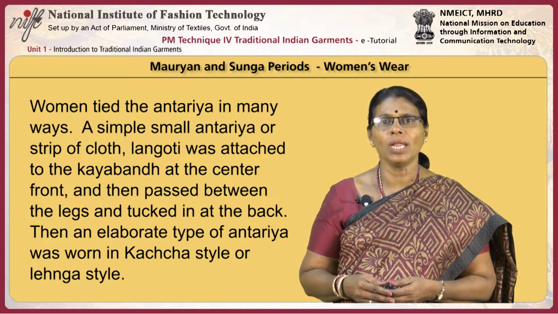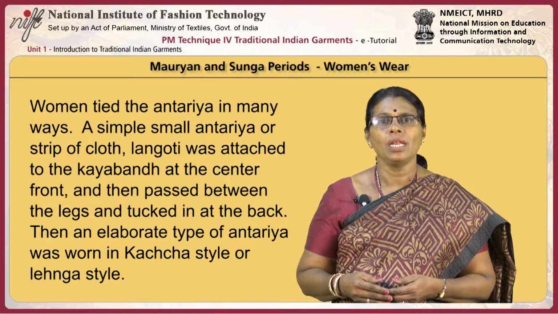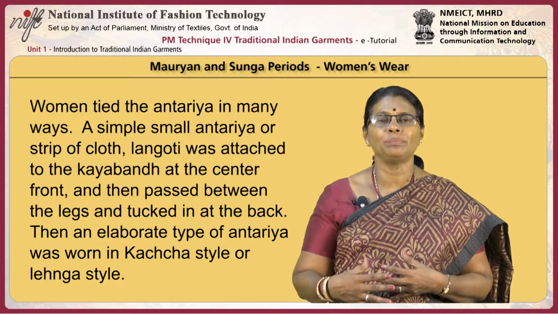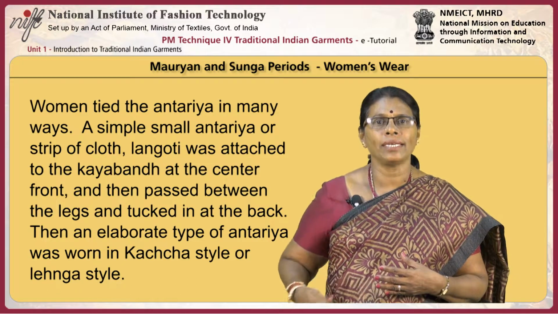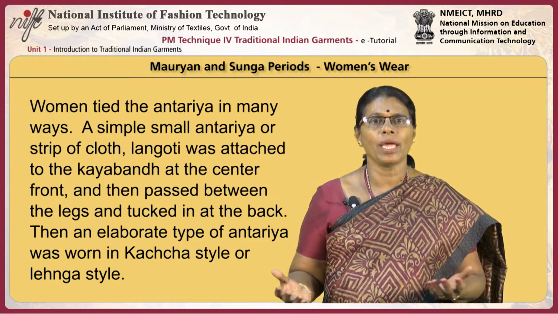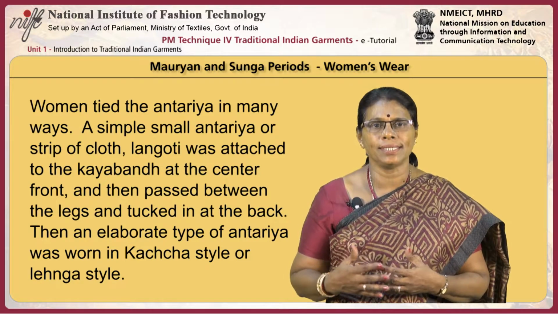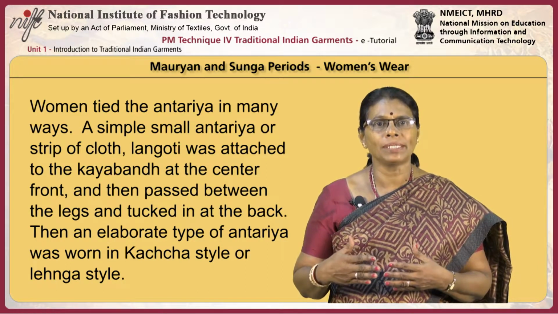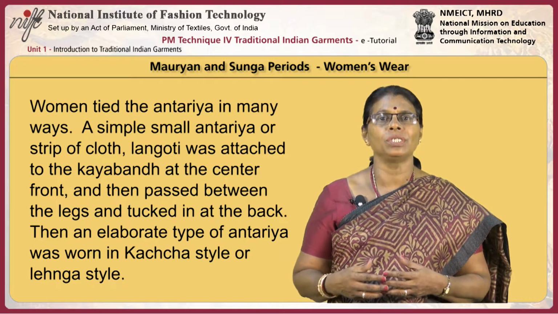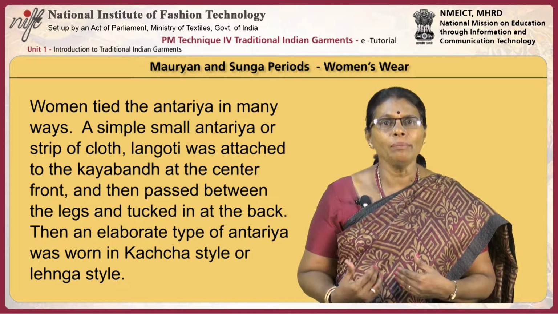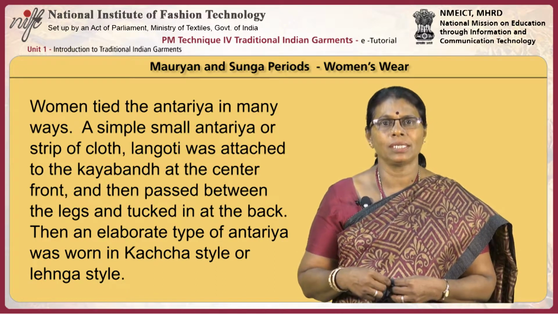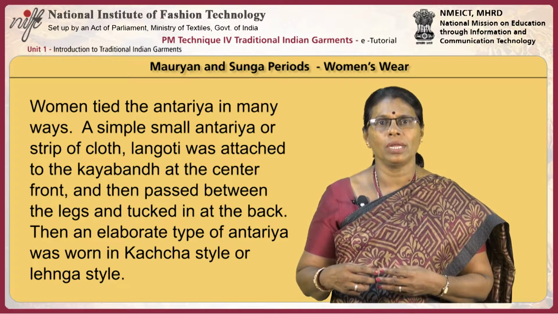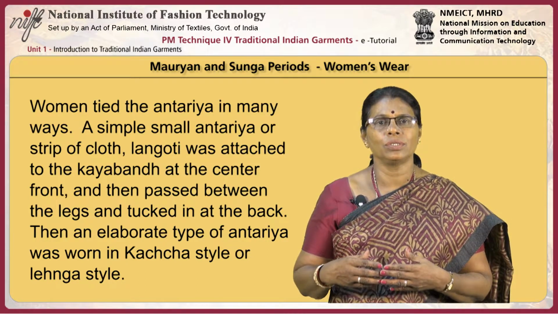A simple small attire or strip of cloth, langoti, was attached to the kayabandh at the center front, then passed between the legs and tucked at the back. Then an elaborate type of attire was worn in kacha style or lehenga style. In addition, women wore a patka, which is a decorative piece of cloth attached to the kayabandh at the front by tucking in one end at the waist.